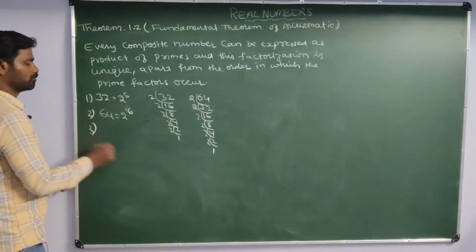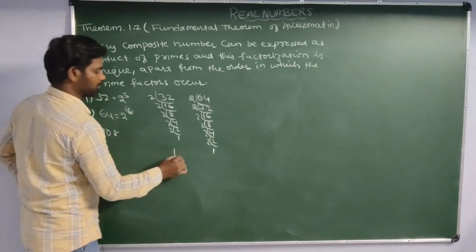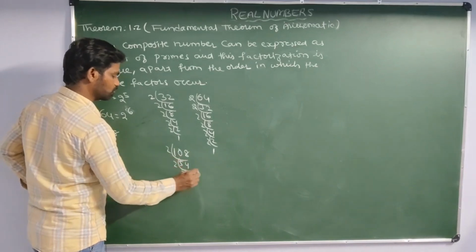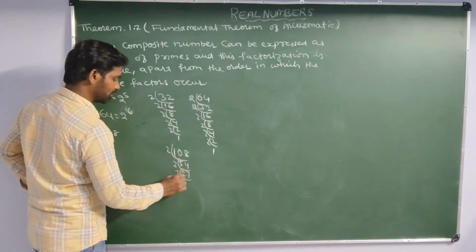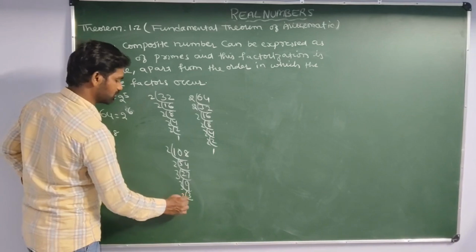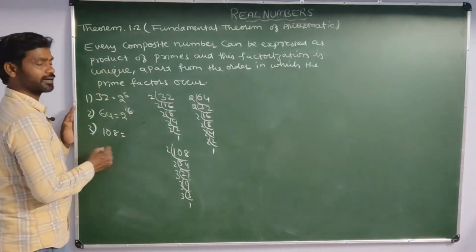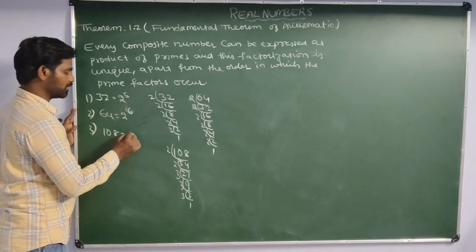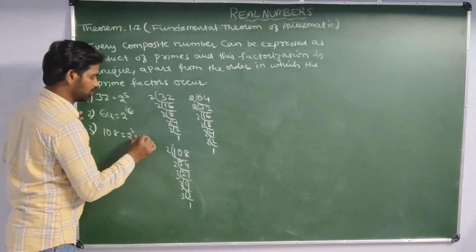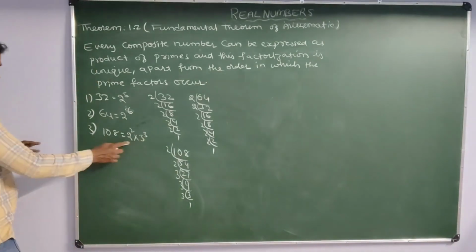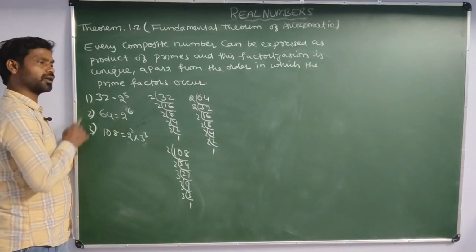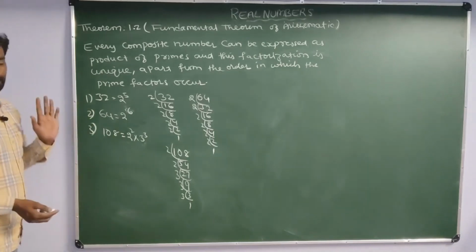Not only that one, take one more, that is 108. What does it become? 108, 2 5s, 2 4s, 2 2s, 2 7s. Now 3 table: 3 9s, 3 3s, 3 ones. So we can write 108, that is the composite number, as 2 power, how many 2s are there? 2, into 3 power 3. So these are the product of primes. A composite number can be expressed as a product of primes.